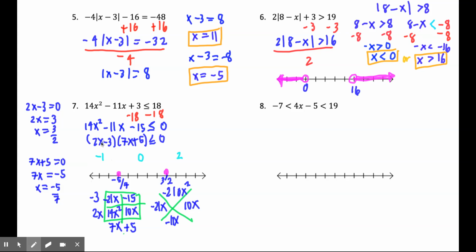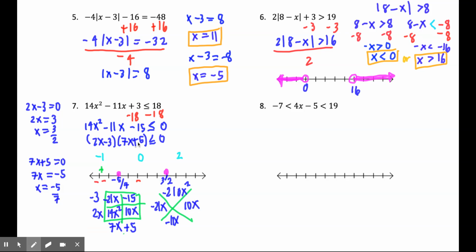So those are the numbers that I'm going to test. And if you plug in -1, you'll get -2 minus 3. So that's going to be negative. And then -1 in here will be -7 plus 5, which would be negative. And a negative number times a negative number will be positive overall. And here, if you plug in 0, you'll get negative.